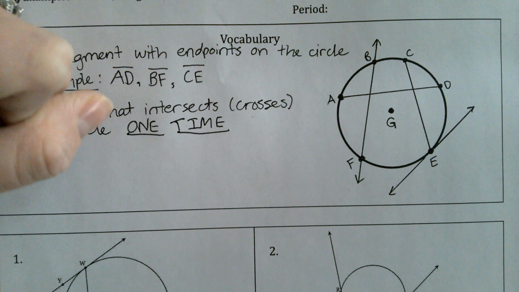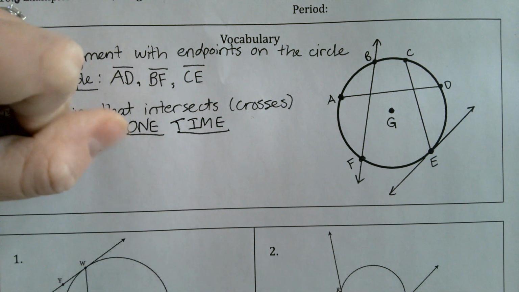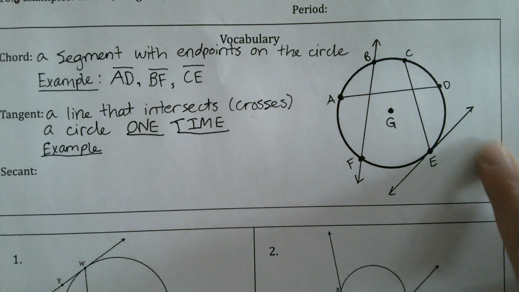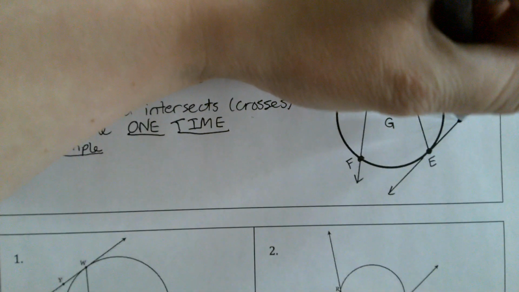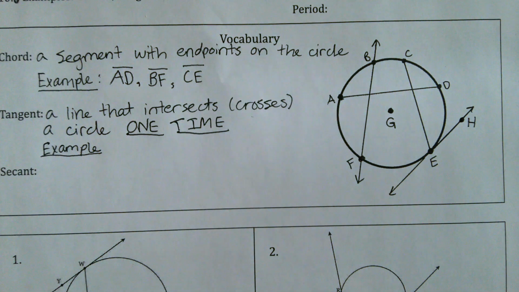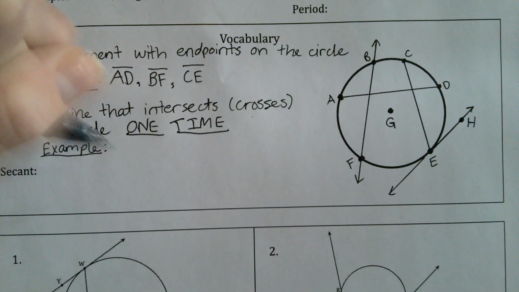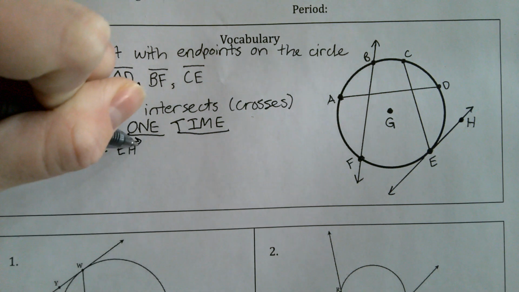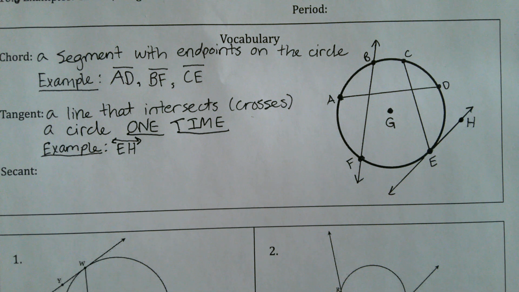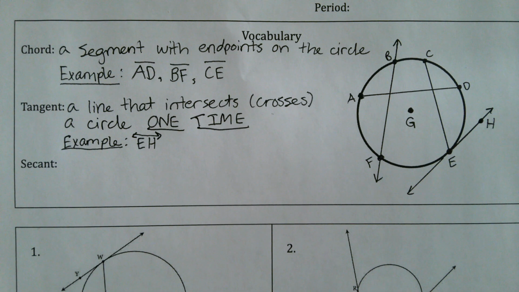There is one example of a tangent in this circle, and it is this line here with the E on it. Also, we need to add a point to this line H because it's not proper to use one letter to name a line. We need two. So I'm adding an extra letter for that reason. So line EH is a tangent line.